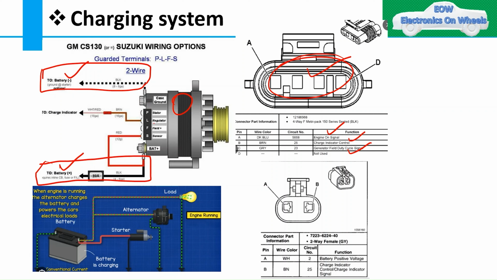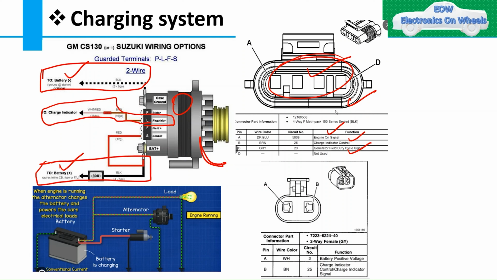This charge indicator is also used by most of the OEMs. But for other things like RPM, voltage sensing or some ECU, sometimes the ECU also wants to take input from this alternator to analyze many other things. In that condition, your connector might be different.